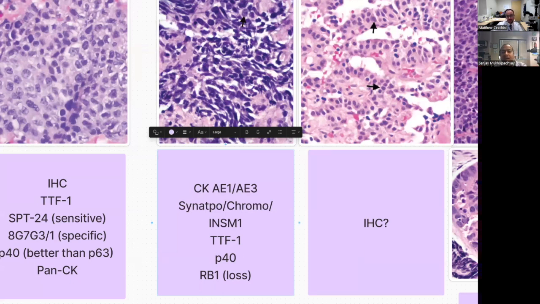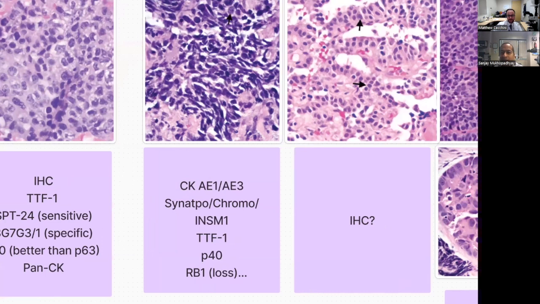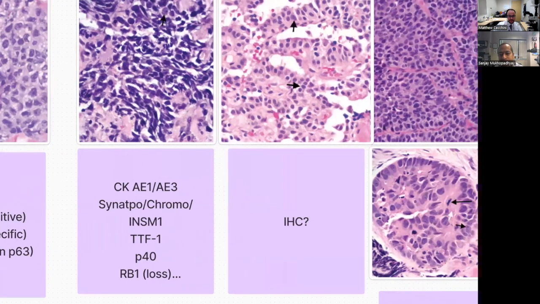I just find that I usually can do it on morphology, and so I never call something small cell unless I can be sure on morphology that it is high grade. I would rather just call it neuroendocrine neoplasm with a comment. That makes sense.